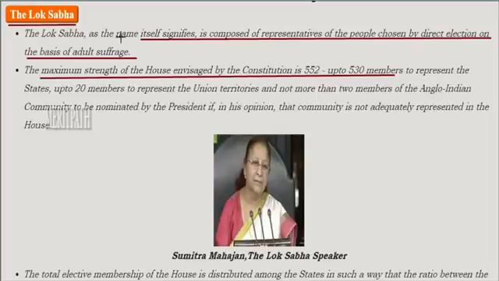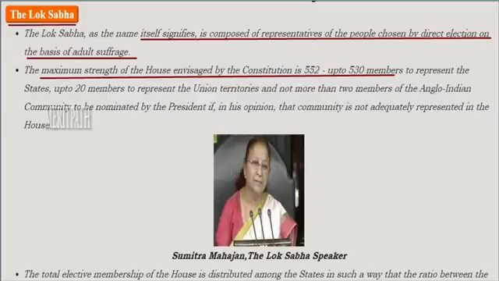The Lok Sabha, as the name itself signifies, is composed of representatives of the people chosen by direct election on the basis of adult suffrage. The maximum strength of this house envisaged by the constitution is 552: up to 530 members to represent the states and 20 members to represent the union territories, and not more than 2 members of the Anglo-Indian community to be nominated by the President himself, in his opinion, if that community is not adequately represented in the House.